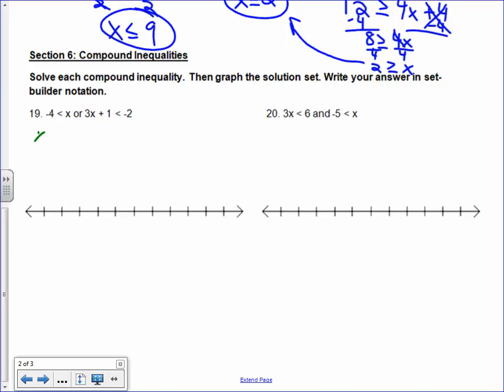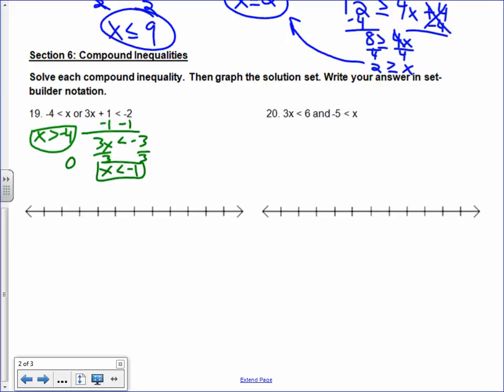We just have, I'm going to rewrite it so x is greater than negative 4. That's one of them. And we have this one, we got to actually do some solving. Minus 1 from both sides. So we have 3x is less than negative 3. Divided by 3 on both sides. We have x is less than negative 1.